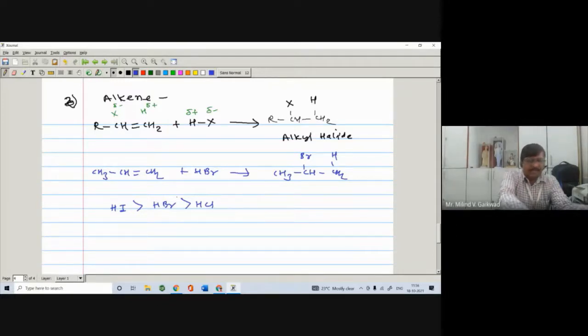If you see this reaction, you will see that actually HBr can attack in two ways. The negative part can attack the carbon having the lesser number of hydrogen atoms and also the one with more hydrogen atoms. But the addition is governed by the Markovnikov addition rule.